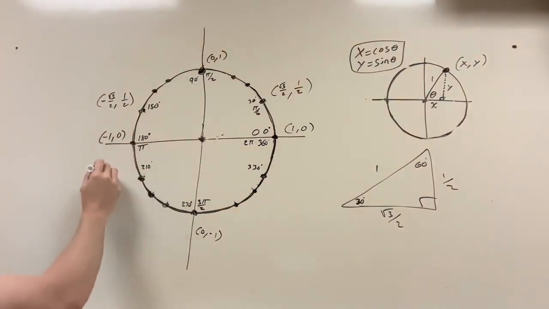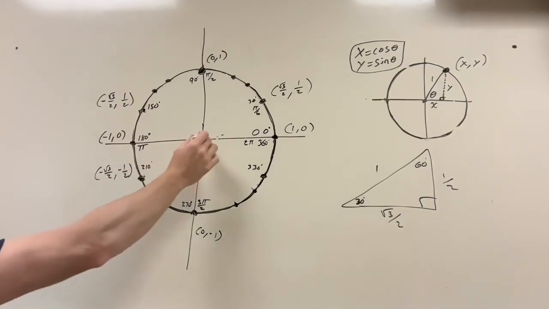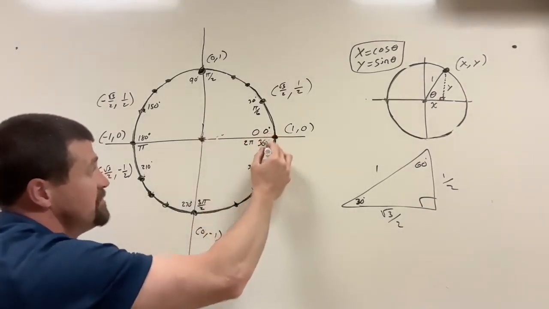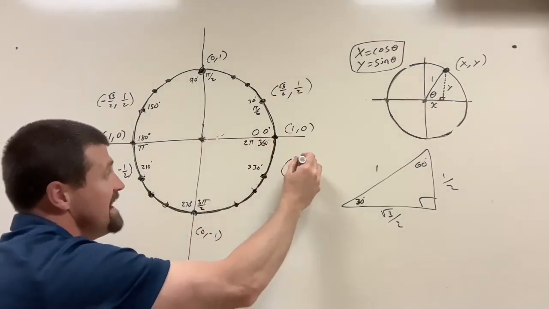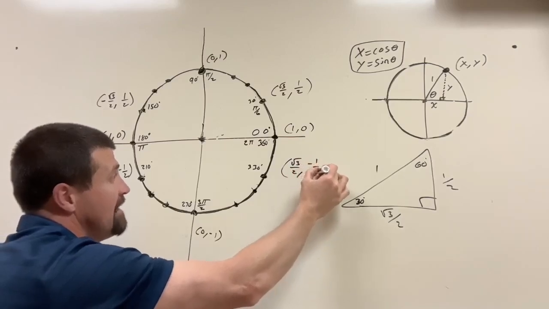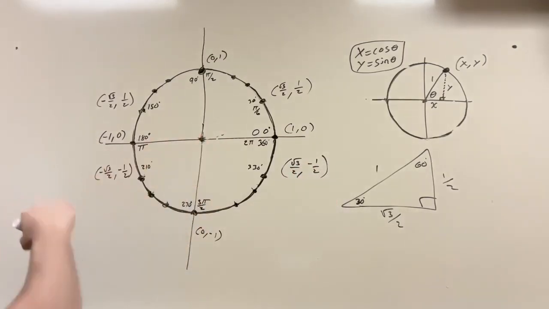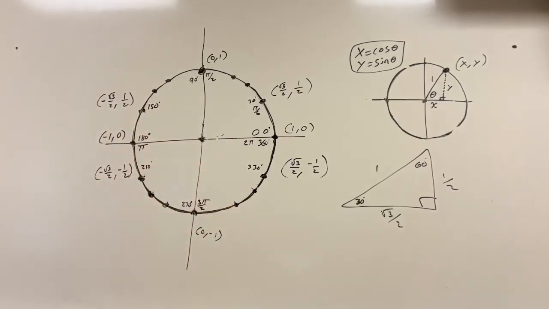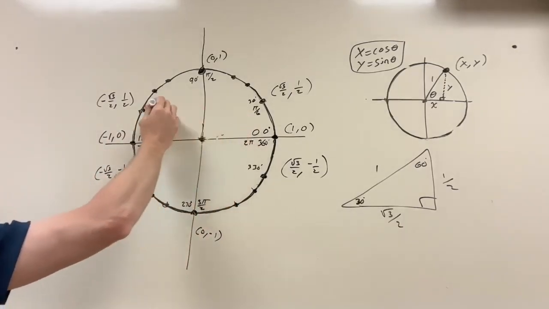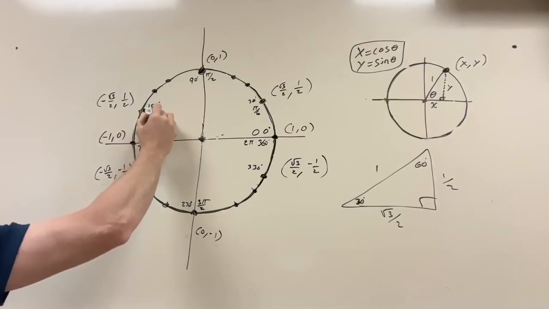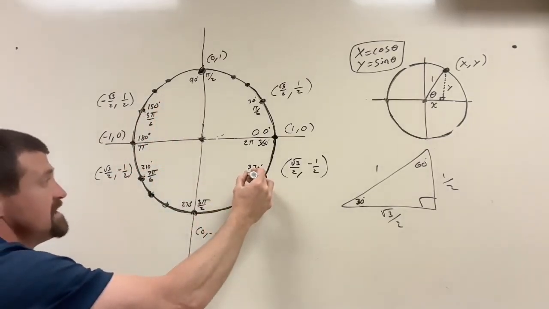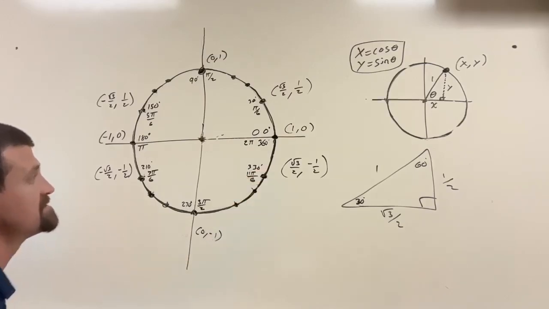In the third quadrant, both coordinates are negative, left and down. In the fourth quadrant, x is positive, y is negative. But it's the same, square root of 3 over 2, comma, 1/2. The radian measure of these 3 angles is all going to have a denominator 6. This one's 5 pi over 6, this one's 7 pi over 6, and this one's 11 pi over 6. Okay?